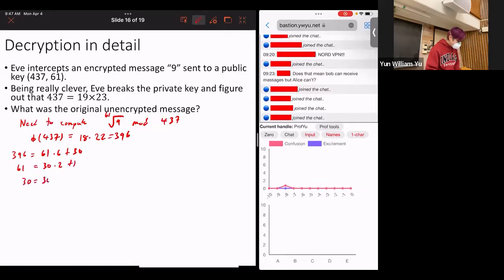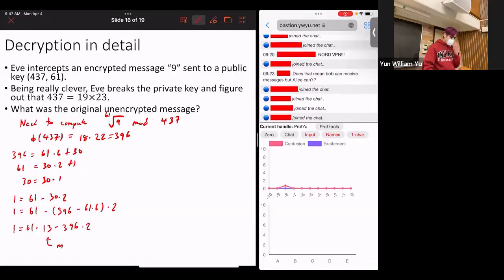30 is equal to 30 times 1. And so therefore 1 is equal to 61 minus 30 times 2. 1 is equal to 61 minus (396 minus 61 times 6) times 2. So 1 is equal to 61 times 13 minus 396 times 2. And the m that we have here is 13. So what we get is that the 61st root of 9 is congruent to 9 to the 13 mod 437. Oh, well, now we know how to compute that. You just have to expand these powers. 9 to the 1 is congruent to 9.